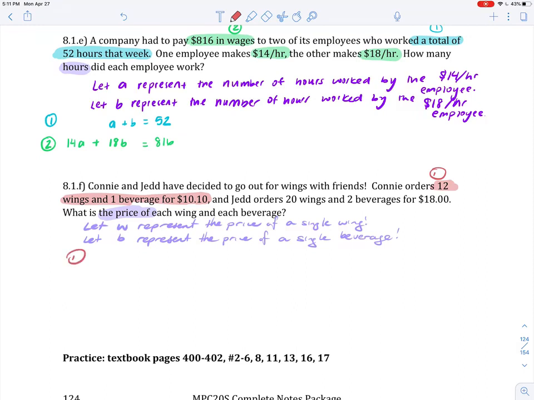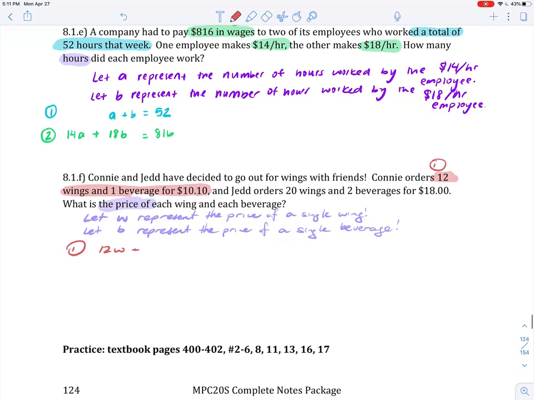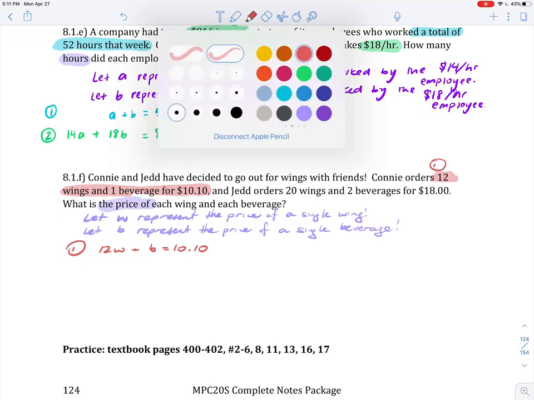Alright, so this is for equation 1. 12 wings and 1 beverage is $10.10. So if you take 12 wings and 1 beverage, it's going to cost you $10.10. Just note, to be fully simplified, we're not going to write this one coefficient, so it's best to just write that as B. 12W plus B equals 10.10.